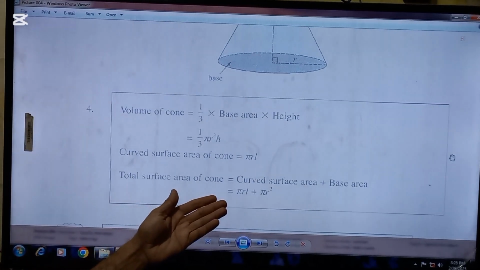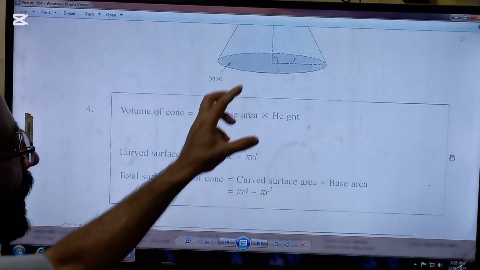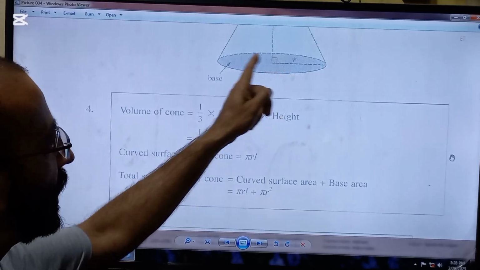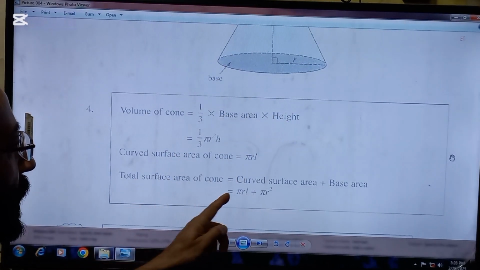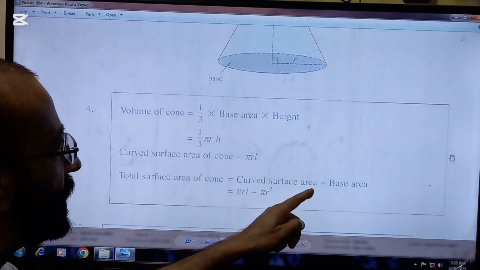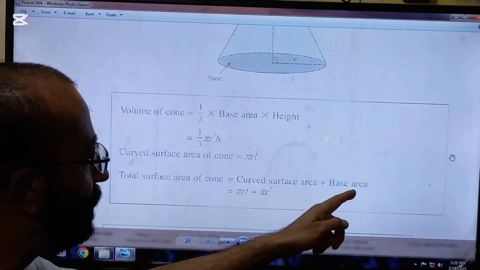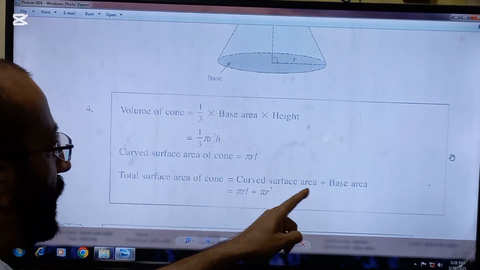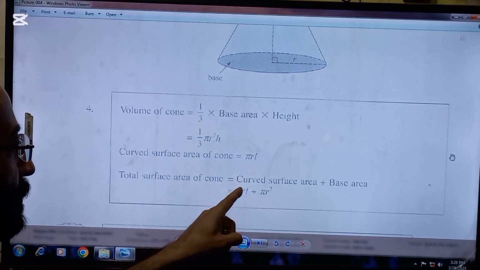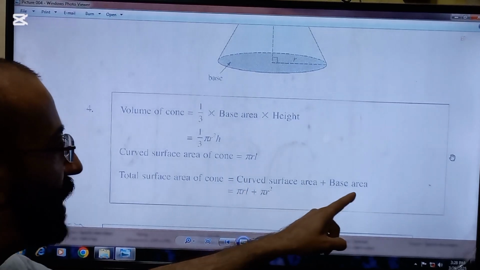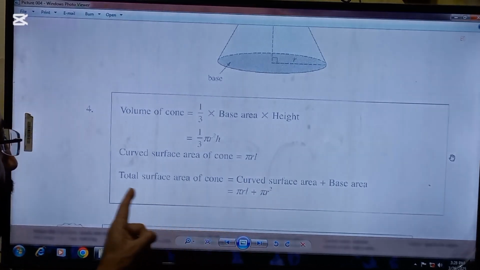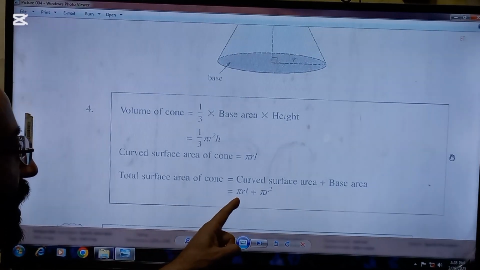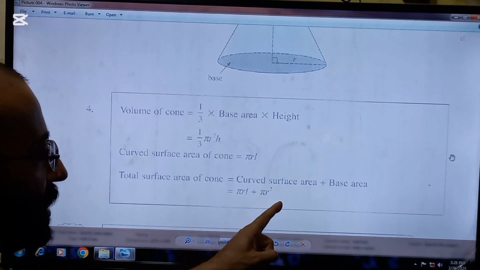Total surface area of the cone is, ultimately, two things. One is the base area, which is a circle. When we find the surface area of the cone, it will be equal to the curved surface area, that is at the top, plus the base area. The curved surface area formula is pi r L, and the base area will be pi r square. So the total surface area of the cone will be equal to pi r L plus pi r square.